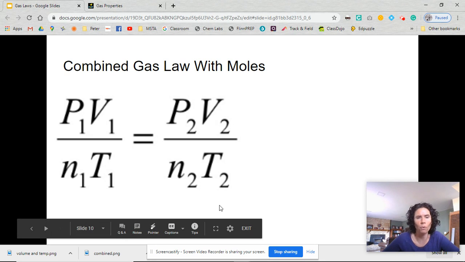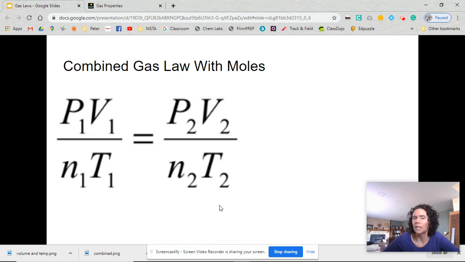So this is another form of the combined gas law that takes moles into account. Like I said before, it's not commonly used because a lot of times the amount of gas is not changing, but if it were, this is how you would set it up.